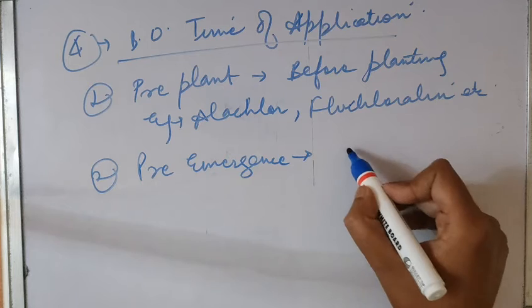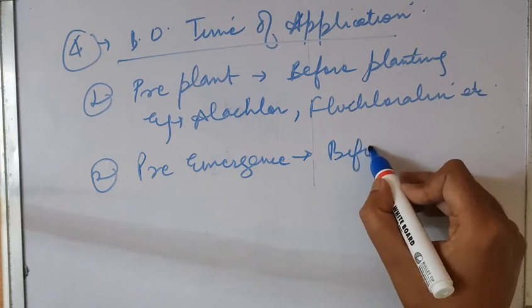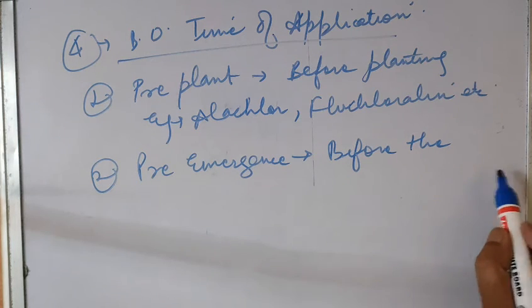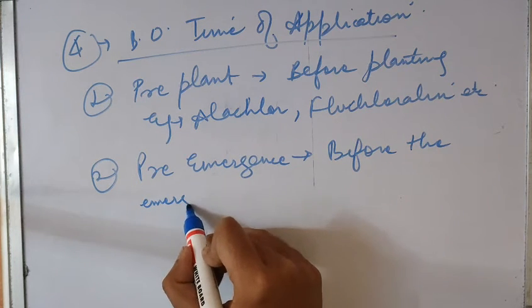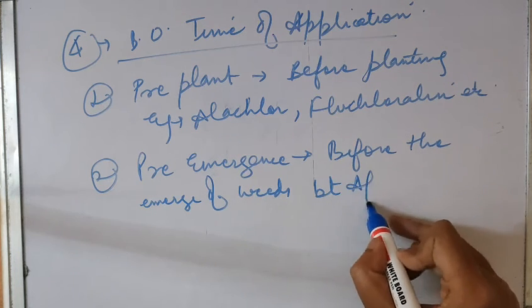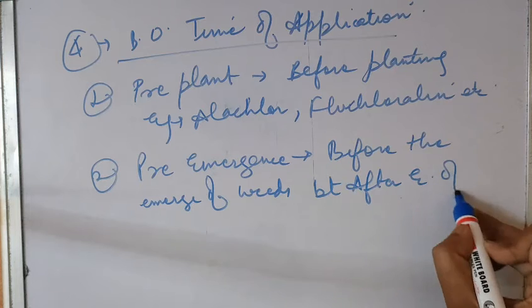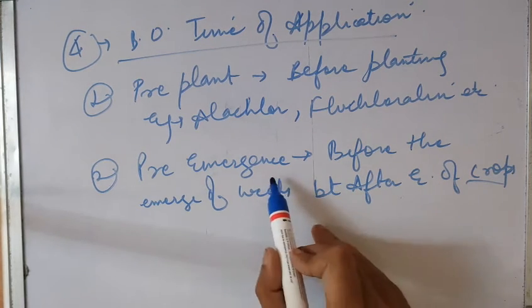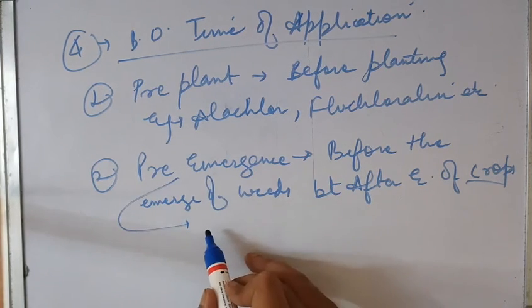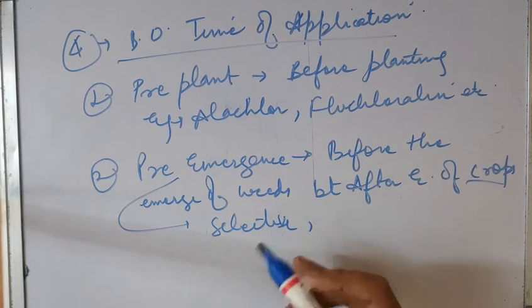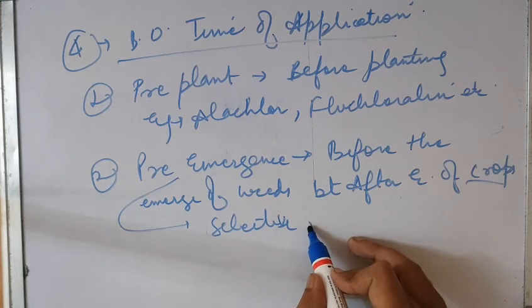Now here come pre-emergence herbicides. Here we apply herbicides before the emergence of weeds, but after emergence of crops. So in this we see that crops have emerged but weeds have not emerged yet, so we apply pre-emergence herbicides. Examples are selective herbicides like atrazine and simazine, which are pre-emergence herbicides.